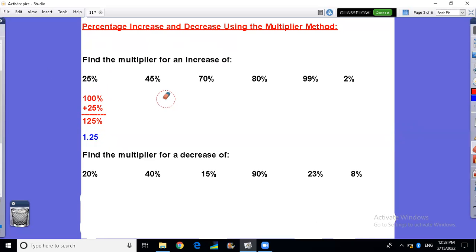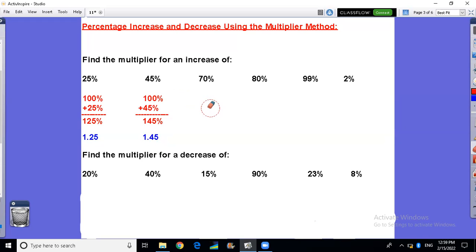Let's have a look at the second percentage. They want you to find the multiplier for an increase of 45%. Then what are we going to do? We're going to add. Why? Because they said increase. So we're going to add 45% to 100%, which is going to be 145%. Then at the end, we convert it to a decimal. How do we convert it into a decimal? We divide by 100. So it's going to be 1.45. So the multiplier is 1.45.